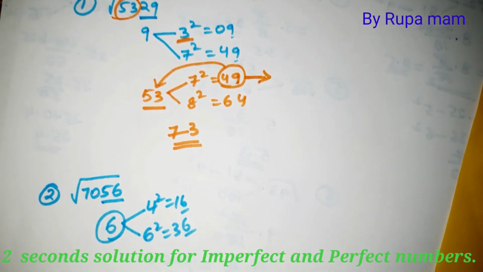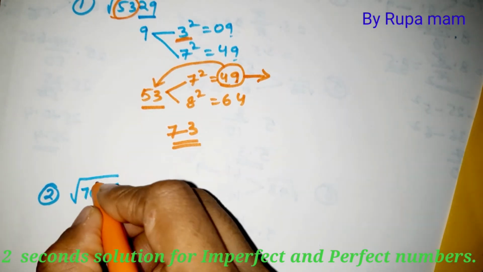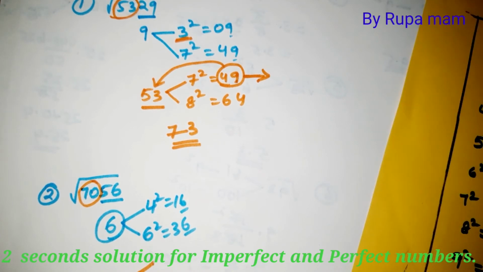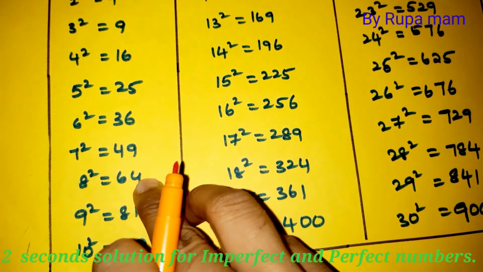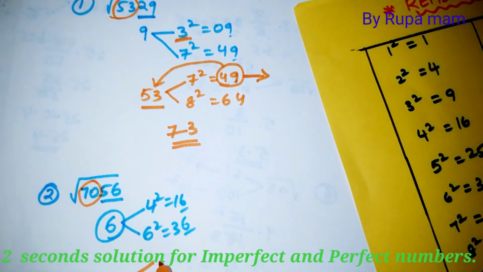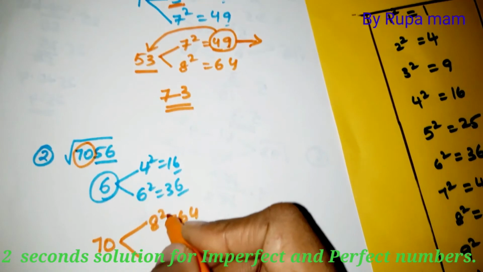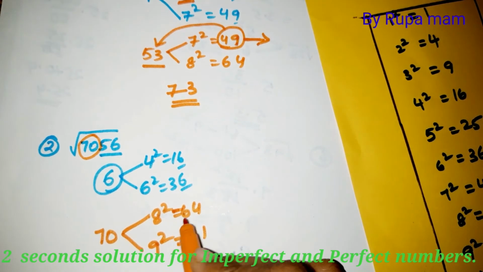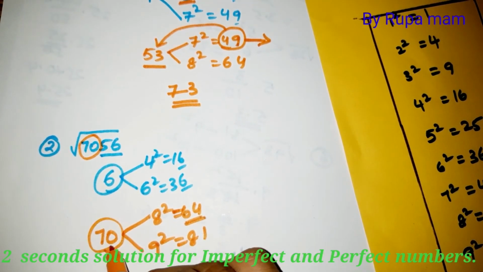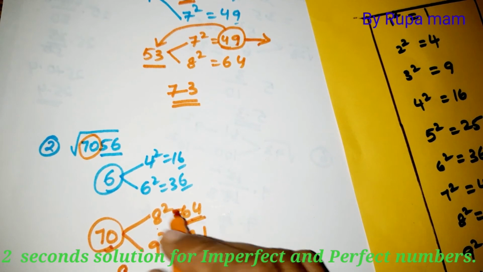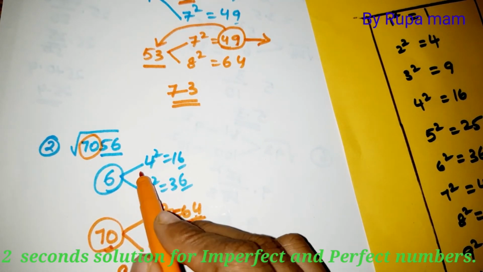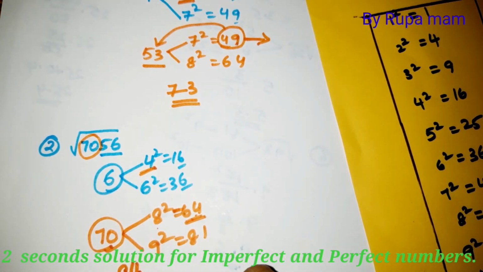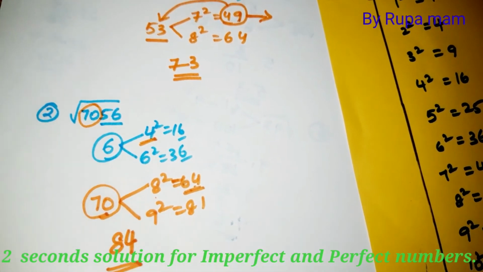Leave aside. Then take this 70. 70 is present in between which squares? 70 is present in between 64 and 81, that is 8 square 64 and 9 square 81. Here 8 square 64 is lesser value when compared to 70, so take 8. Here we are taking the lesser value. And the answer is 84 for this question. It is very easy when you practice more and more questions.